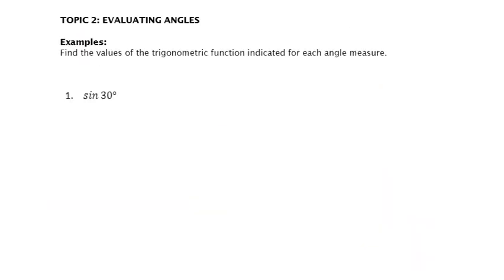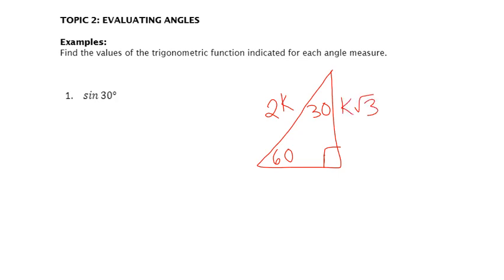The next topic we're going to look at is evaluating angles and specifically using our special right triangles. So if we think of our special right triangles, we know sine, cosine, and tangent. We can derive from that. If I have my 30, 60, 90, we typically have been using our ratio of 2k, k radical 3, and k. I can leave it like that.